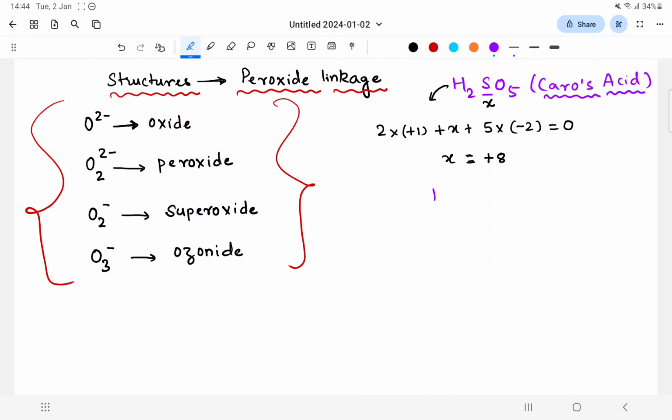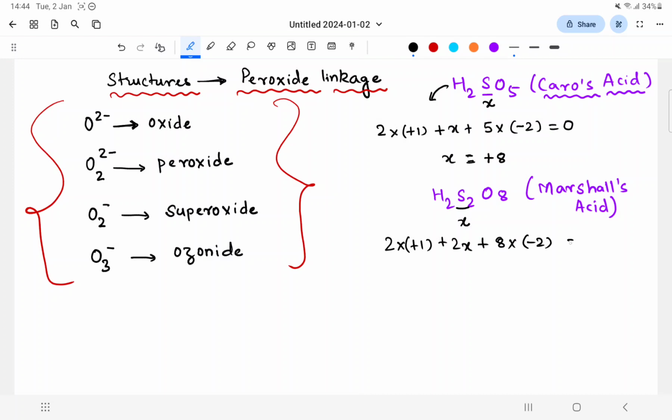Similarly, if we take another acid, that is H2S2O8, which is also called Marshall's acid, here we find the oxidation number, or better to say the oxidation state, of sulfur. Taking the value as x, we get 2 into +1 plus 2x plus 8 into -2 equals 0. So guys, the value of x from here comes out to be +16 - 2, that's +14 by 2, that's +7.